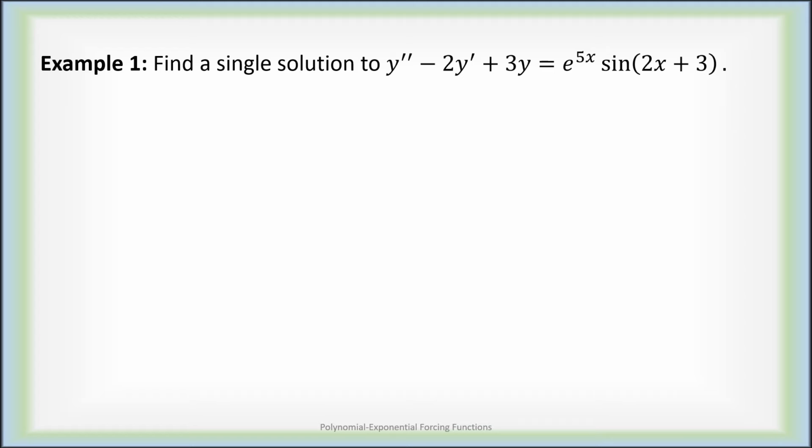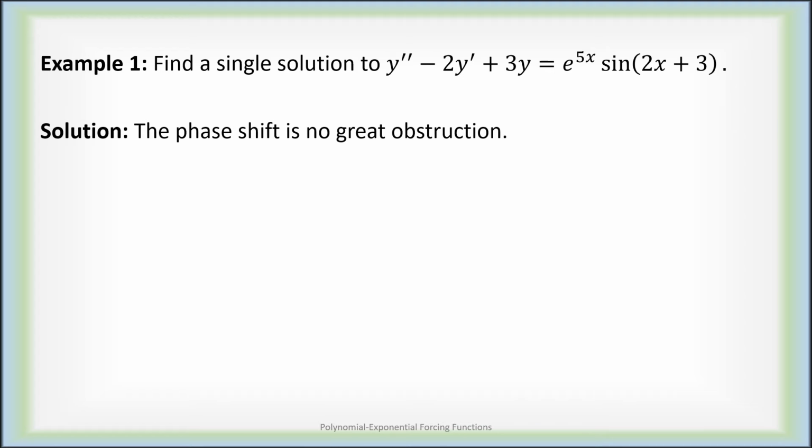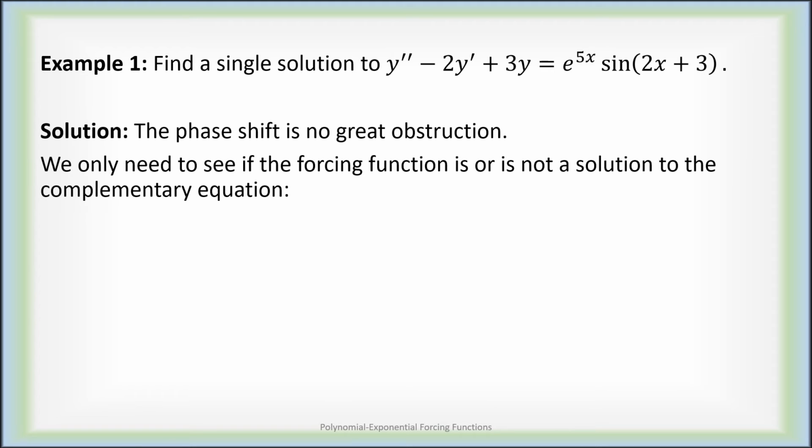Let's find a single solution yp which solves y double prime minus 2y prime plus 3y equals e to the 5x times the sine of 2x plus 3. The phase shift, that plus 3, really not a big deal. We'll just add that back in at the end. What we really care about is whether the forcing function is or isn't a solution to the complementary equation, because that will determine which formula we use.